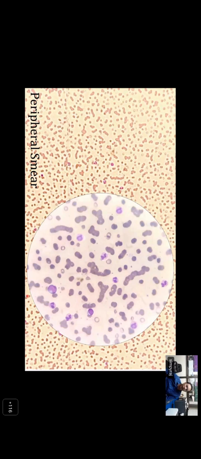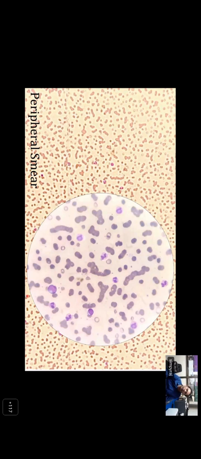Also, you can have connective tissue disorders. So even some liver diseases can cause increased globulin levels, and connective tissue disorders can also cause this type of rouleau formation. But plasma cell neoplasm is one of the commonest causes of rouleau formation.